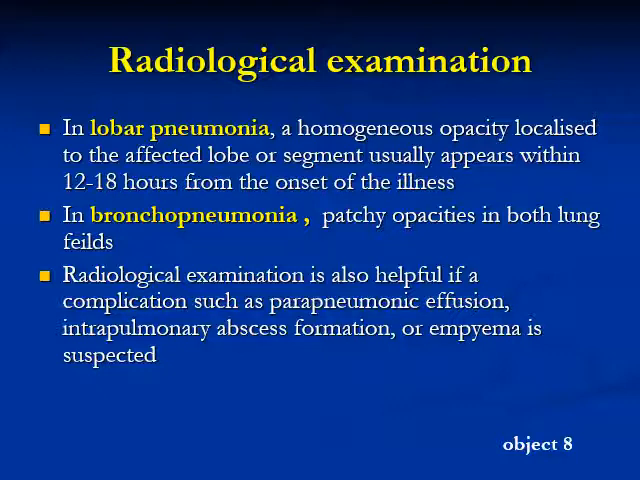In bronchopneumonia, there are patchy opacities in both lungs. This opacity is not homogeneous; it is a non-homogeneous or hazy opacity in both lungs. Radiological examination is helpful for diagnosis and also for detecting the complications of pneumonia, like effusion, abscess, empyema, and others.